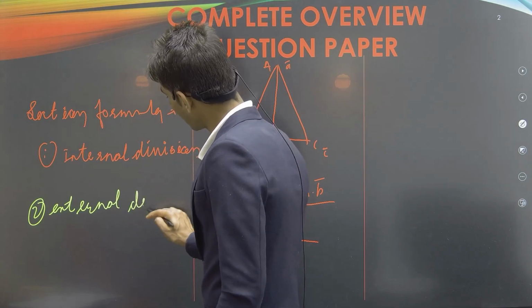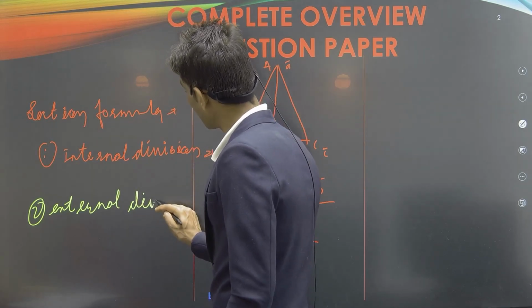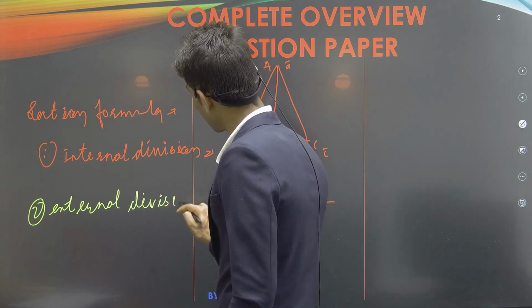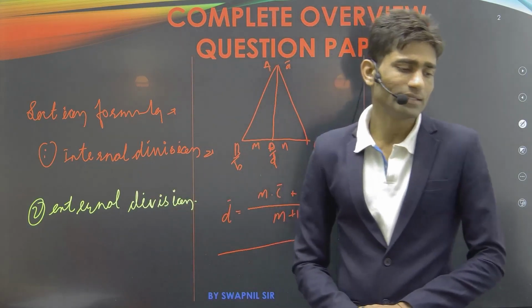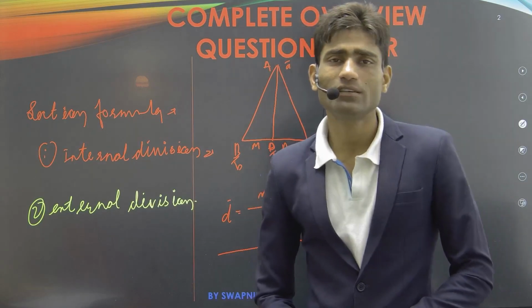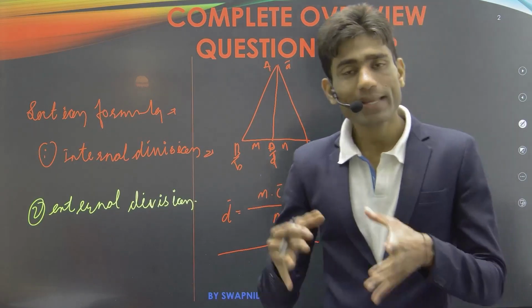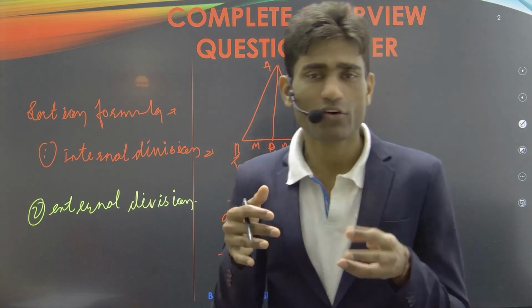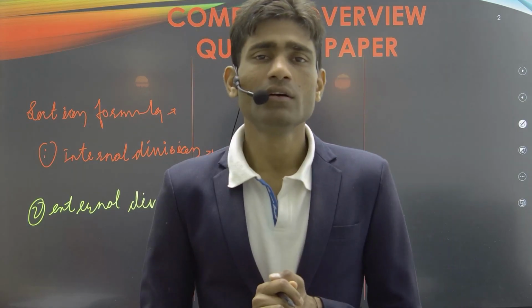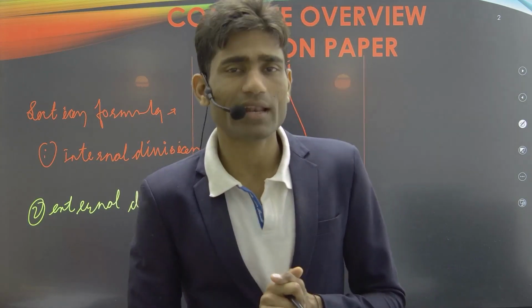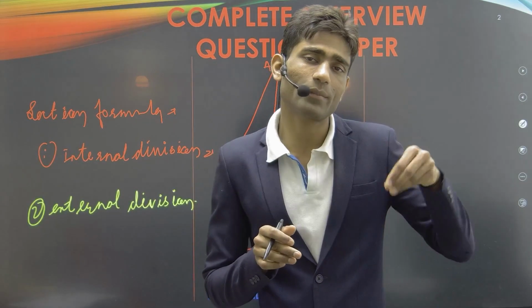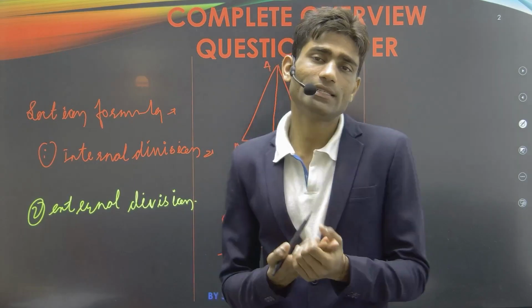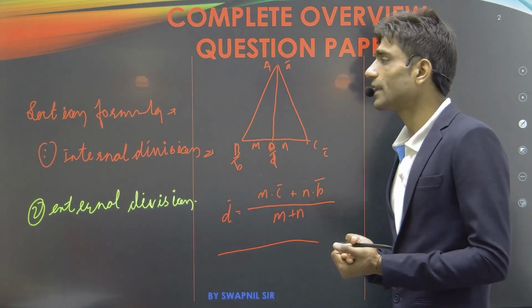External. Section formula for external division. It says that if any line segment, or any triangle or any other closed figure, is divided by another line segment externally, then we say that the section formula for external division can be applicable.